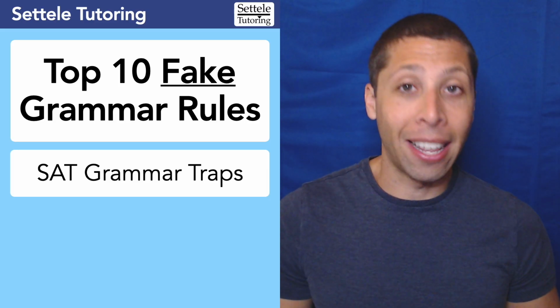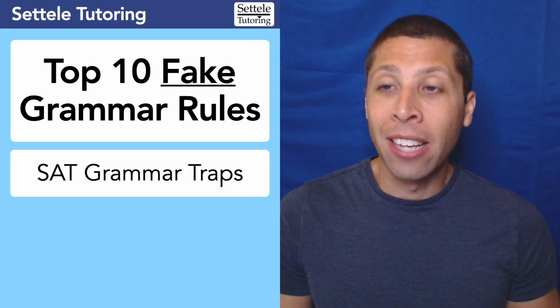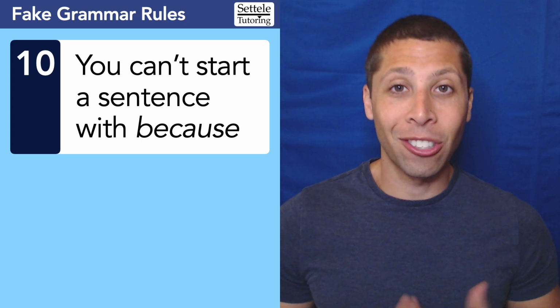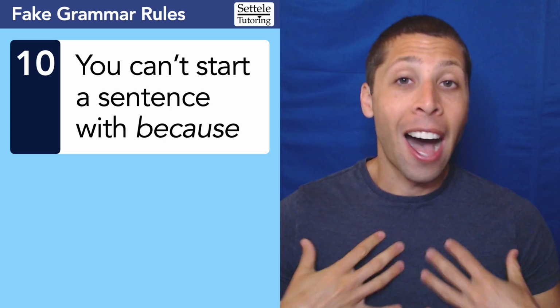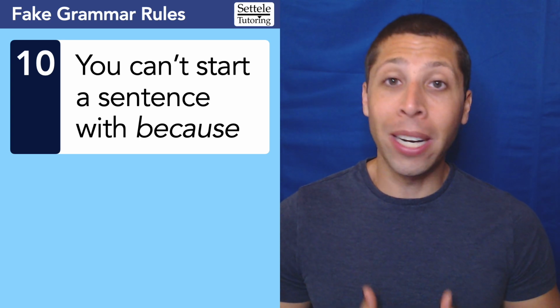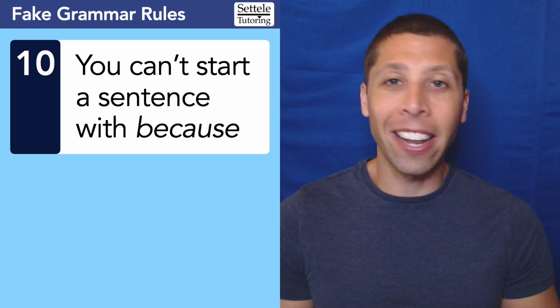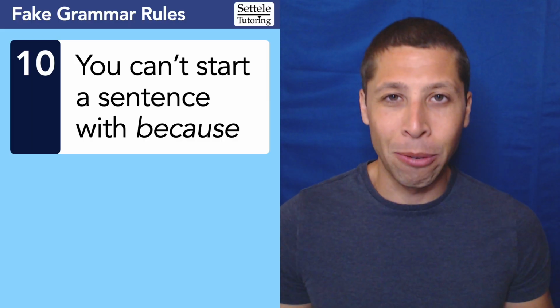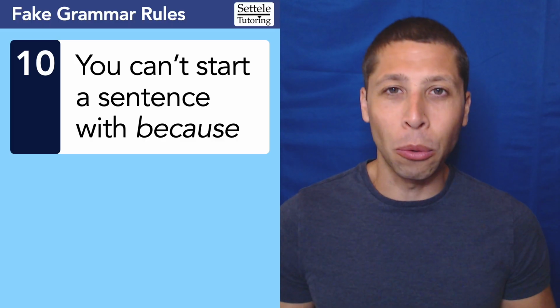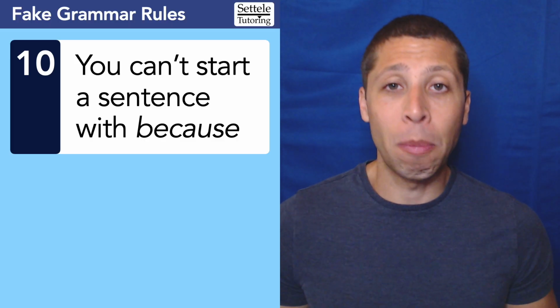So let's take a look at the top 10 fake grammar rules, starting with number 10. You can't start a sentence with because. I definitely learned this at some point in school, but it is not a real thing. It is not a real thing on the SAT. It is not a real grammar rule in the English language. At some point, it must have been a style rule, but we write sentences that start with because all the time.